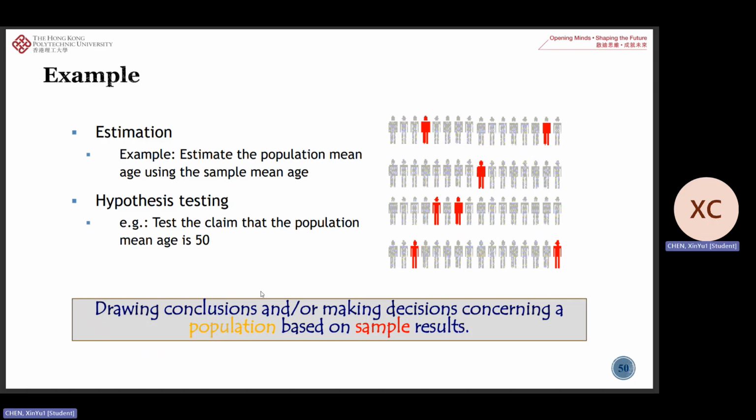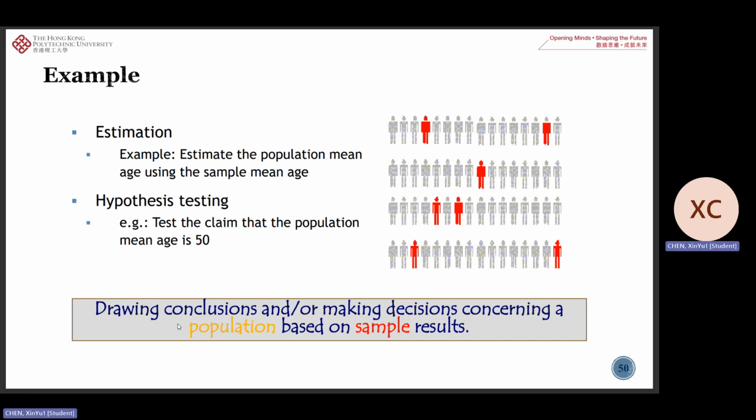So here, in the example, we estimate the population mean age using the sample mean age. For hypothesis testing, we test the claim that the population mean age is 50. Okay, so this is the hypothesis.